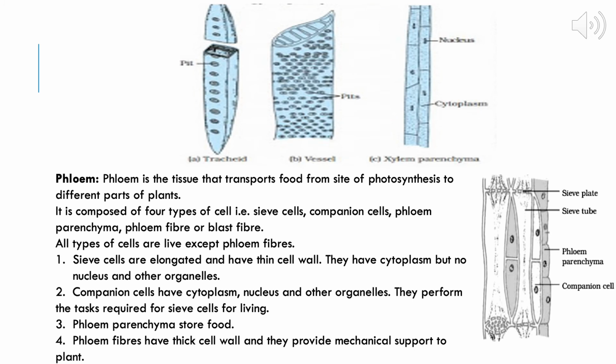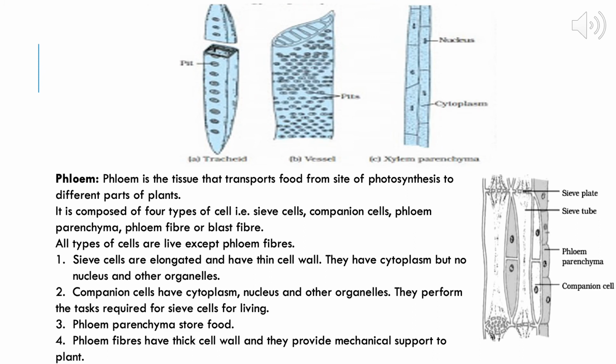Students, you can see the figure of tracheids, vessel and xylem parenchyma in the upper part of the slide. Now coming to the phloem. The phloem is a tissue that transports food from the part where the food is being prepared to the different parts of the body. And this is the basic difference between xylem and phloem.